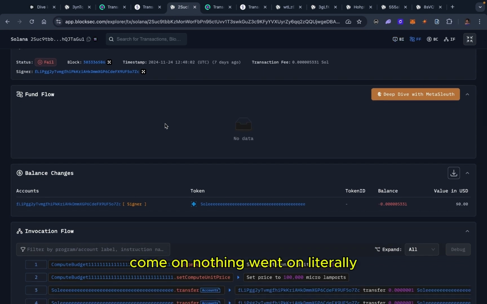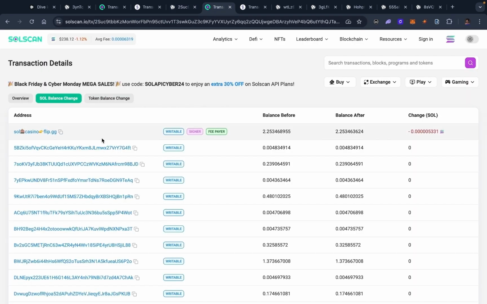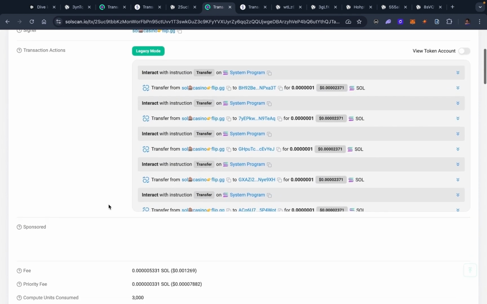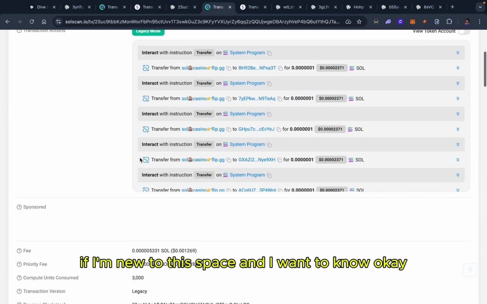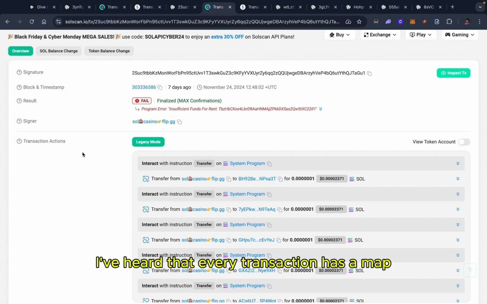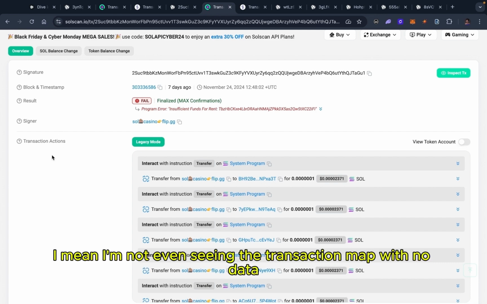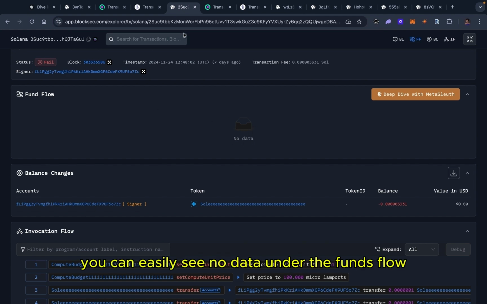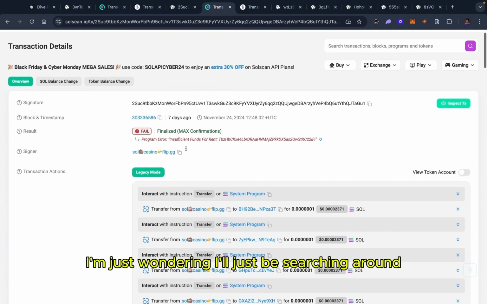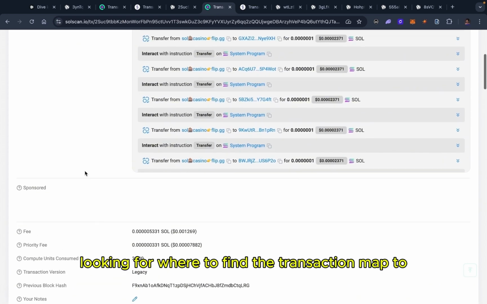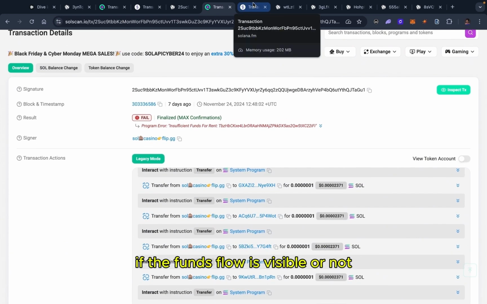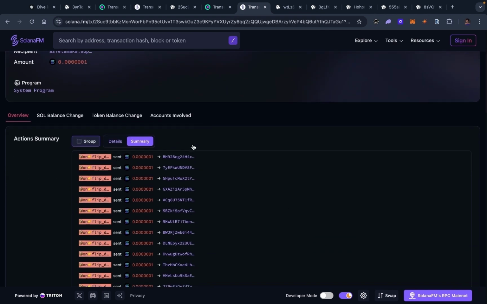Now the funds flow, come on, nothing went on, literally. So there is nothing to show here. If I'm new to this space and I want to know, okay, I've heard that every transaction has a map. I mean, I'm not even seeing a transaction map with no data. Or like in Phalcon Explorer, you can easily see no data under the funds flow. And on this one, I'll just be searching around looking for where to find the transaction map to see if there was actually a map or not, if the funds flow is visible or not. Same here.